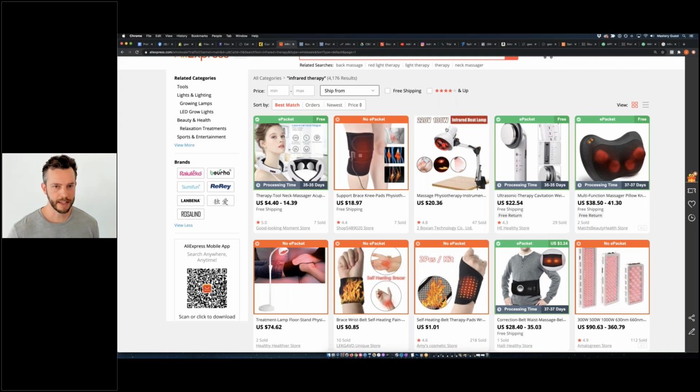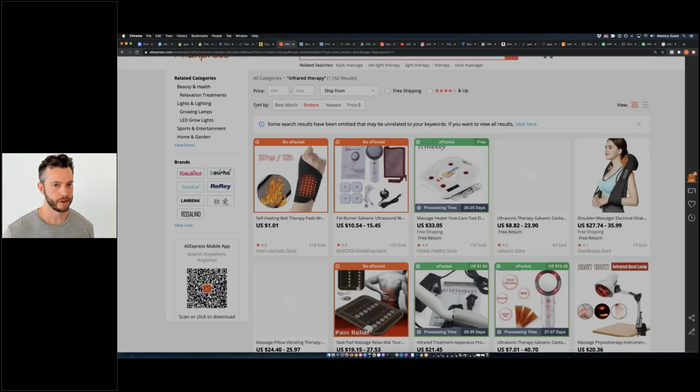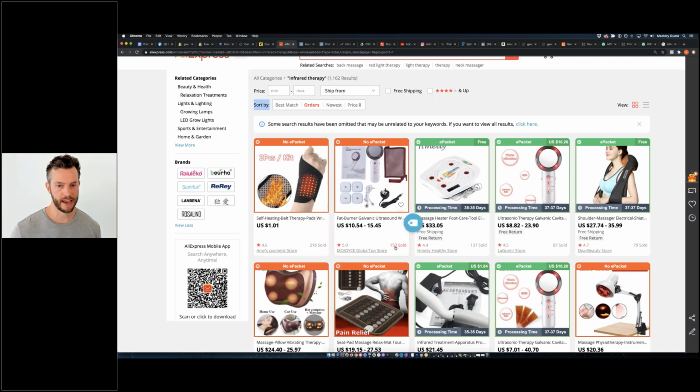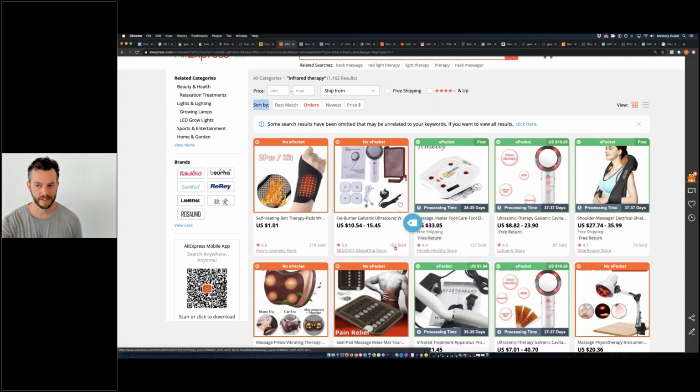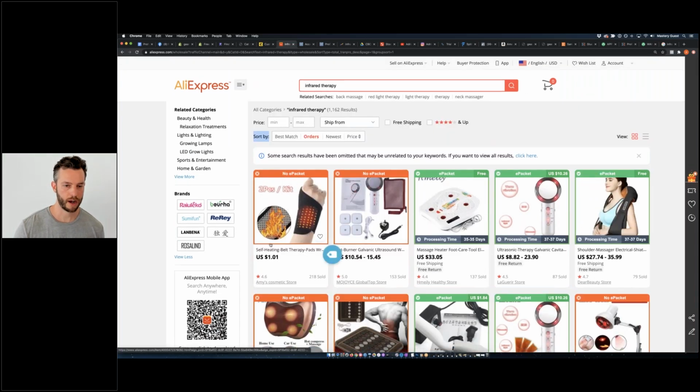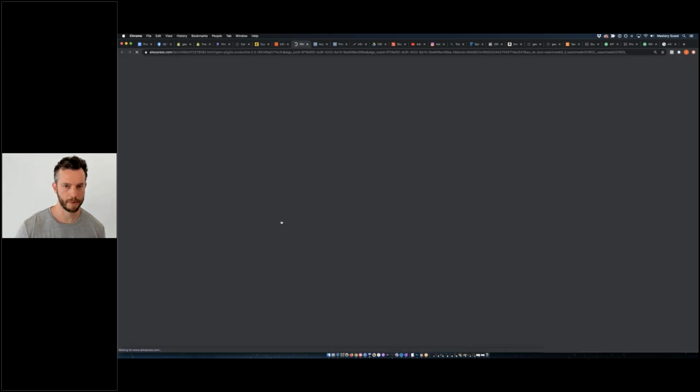What I typically do, and I've always thought this, is I sort it by orders. So there's this little button here that says sort by orders. And you can see that this right here, the self-heating belt therapy pad, it's had 218 orders. This fat burner, whatever that is, has had 153 products sell. And so we can start organizing it this way right here. So like the self-heating belt therapy pad.